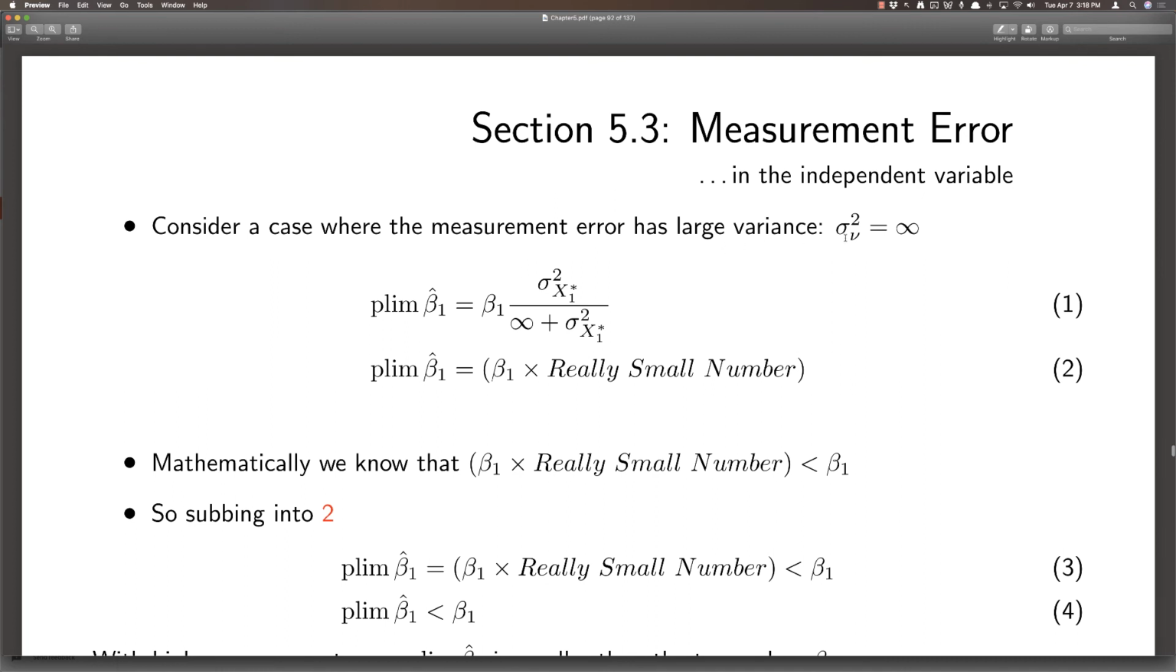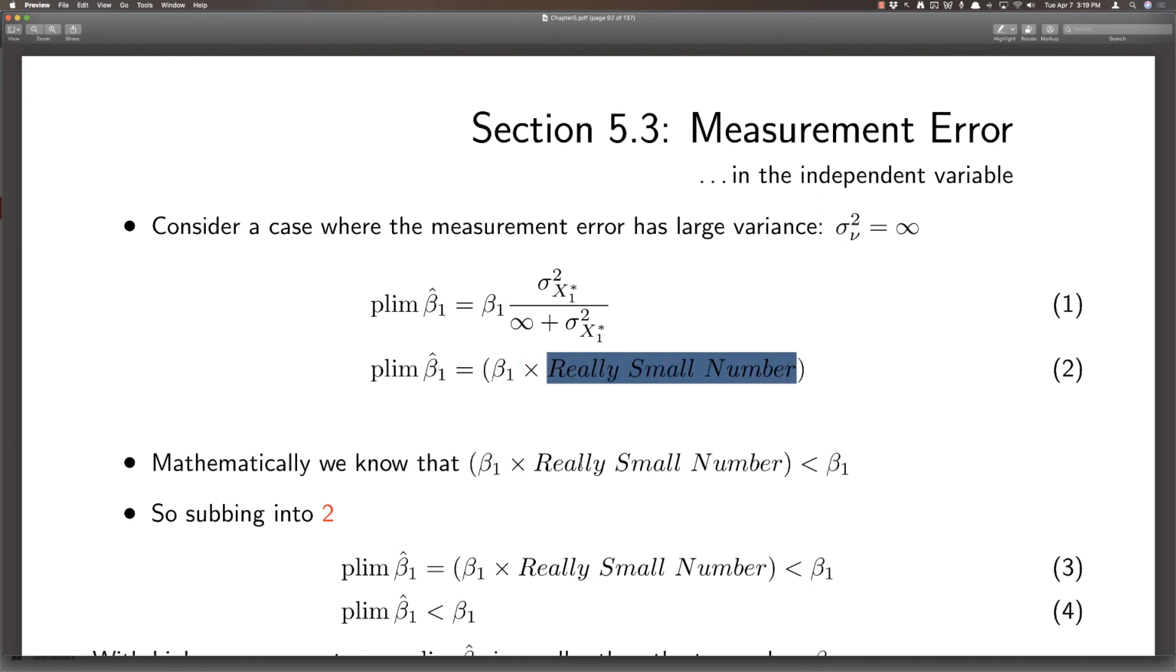Let's consider where measurement error has a very large variance. Let's consider an infinity of the variance of the error term. So when I measure someone, it's a random error. When I measure someone's x1 star, it's random, but I could be all over the place. I could mismeasure them really low or really high. So what would that do to this value? Well, it would make the denominator here really, really, really big, which makes this overall fraction really, really, really small. So the probability limit of beta 1 hat would be beta 1 times a really, really, really small number.